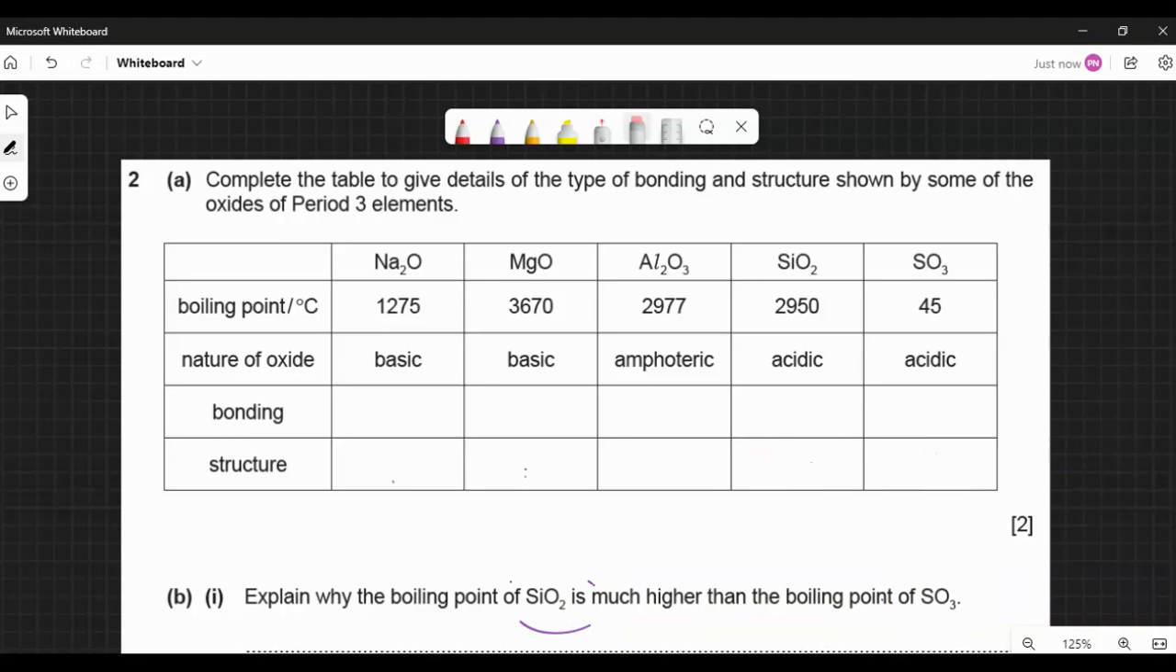Now, let's do the bonding first. Bonding in Na2O. Well, I'm going to guess ionic. Ionic is a pretty good bet for that, isn't it? Magnesium oxide is ionic. Aluminium oxide is ionic. Don't forget, it's not the oxide that's half covalent, is it? It's the chloride that's half covalent. The oxide is pretty well all ionic. Does that make sense? The chloride has mixed bonding. The oxide doesn't.